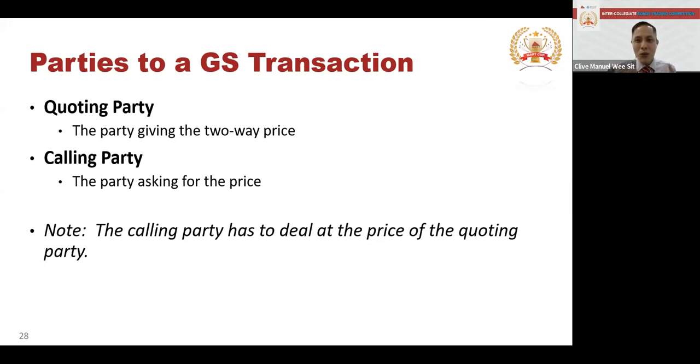So you have to make sure that you understand these differences, because a calling party and the quoting party will determine at what price or level you should be dealing the government security. And we will discuss this in a succeeding slide.